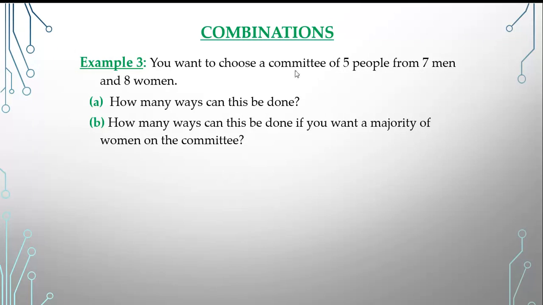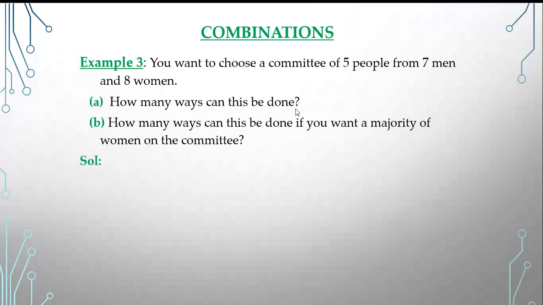Any man out of 7 or any woman out of 8 we can choose to make the committee of 5 people. So we use the combination nCr here. Now what is the first case? In the first case it says, how many ways can this be done in total?